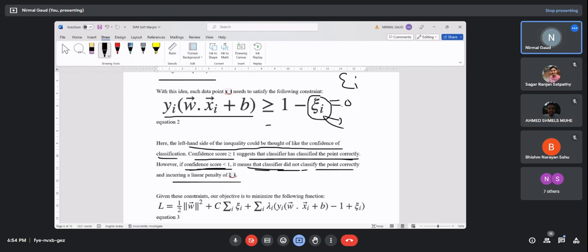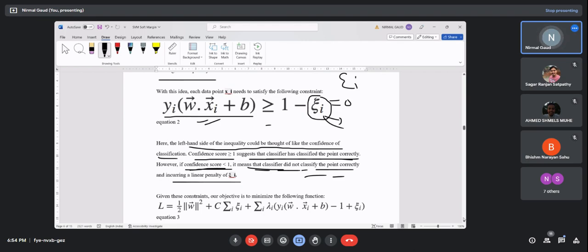So penalty 0 means no misclassification, it's working fine. But if the penalty is greater than 0, then as much as the penalty is, this value will rise, and it will become negative, and when it is negative it will revert the sign. So your confidence is less than 1. That's what they said, misclassification.